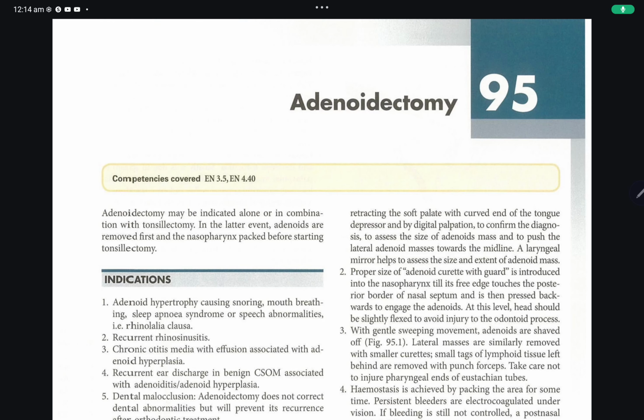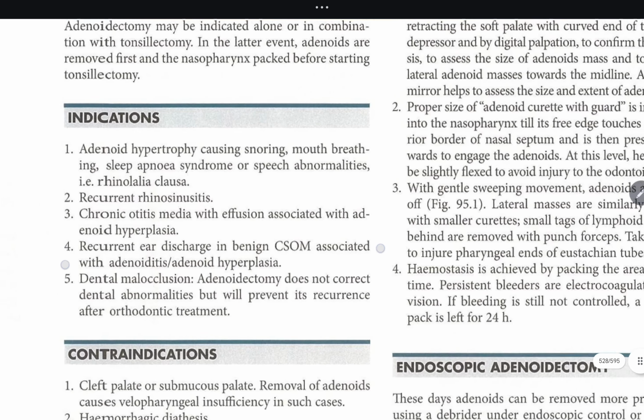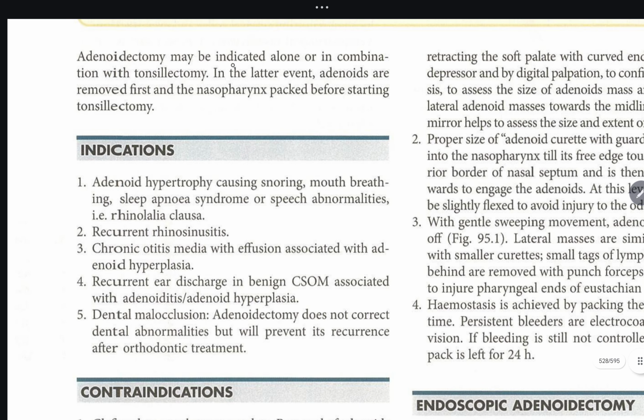Diseases of Ear, Nose and Throat and Head and Neck Surgery by P L Dhingra. Chapter 95, Adenoidectomy. Adenoidectomy may be indicated alone or in combination with tonsillectomy. In the latter event, adenoids are removed first and the nasopharynx packed before starting tonsillectomy.